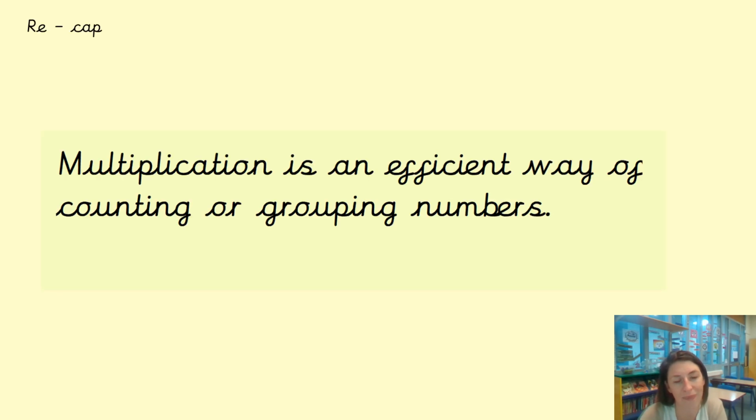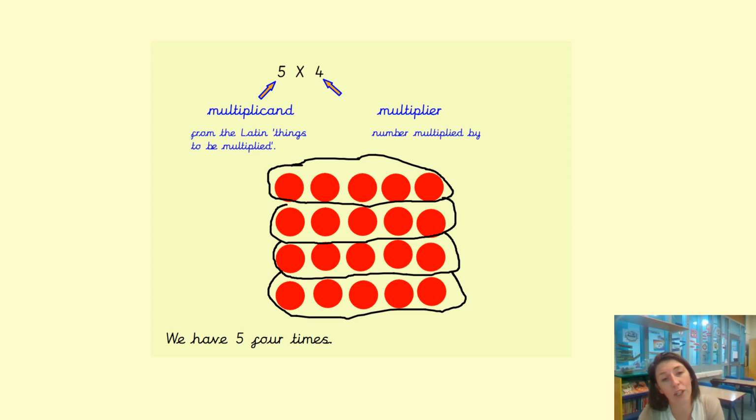Ready? So to recap, yesterday we learned that multiplication is an effective, that means quick, way of counting or grouping numbers. We learned a new language yesterday. The first part of our calculation is called the multiplicand. This is Latin for things to be multiplied. This is the first part of our calculation, and just like in subtraction or addition, this is the number we're going to be operating on.